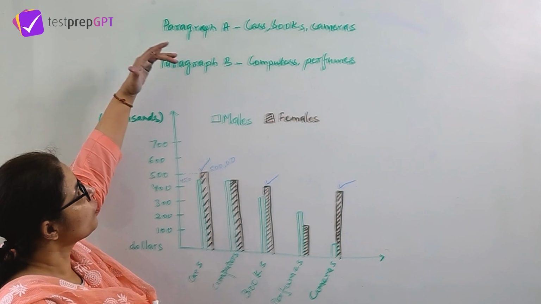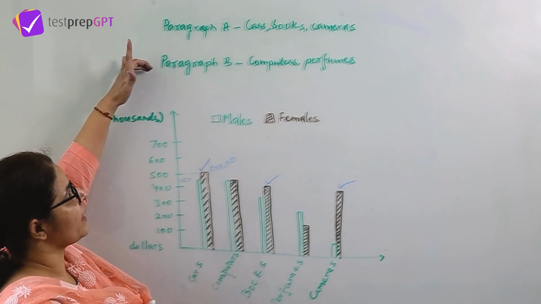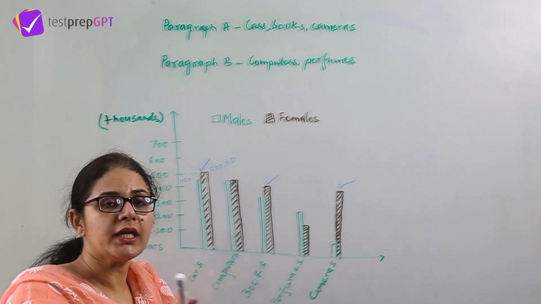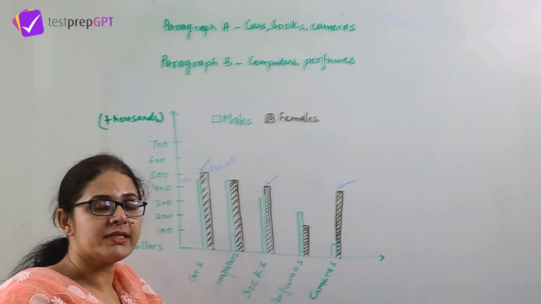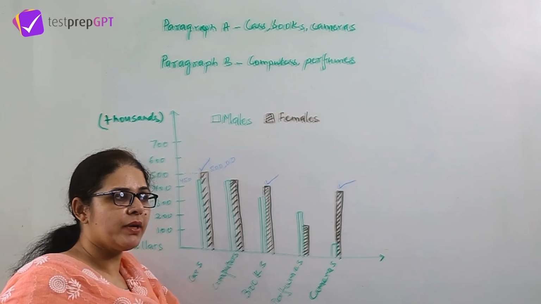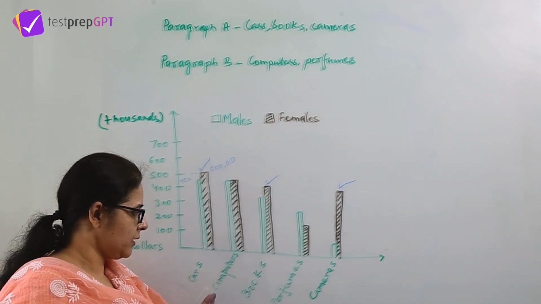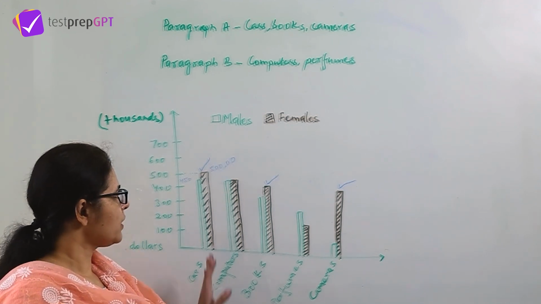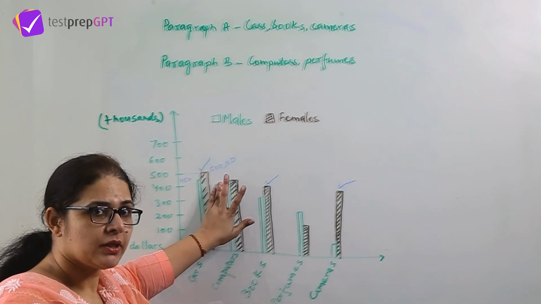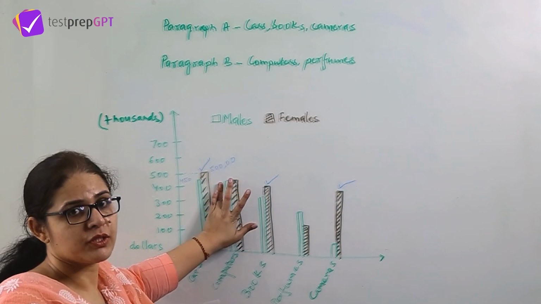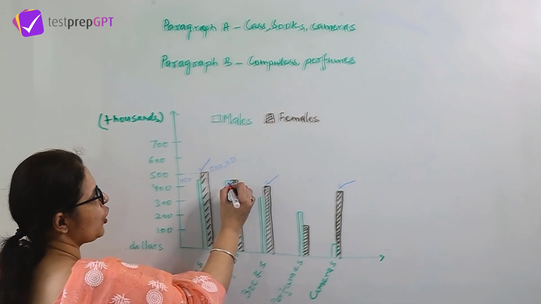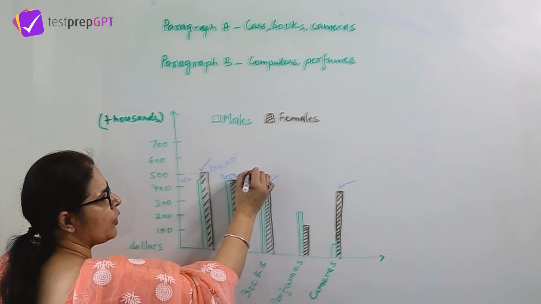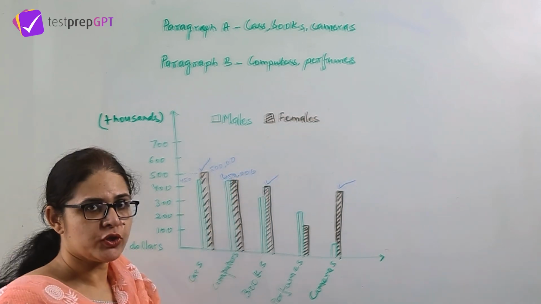Now how to move from paragraph A to paragraph B? We will add a linker at the beginning of paragraph B. What can we say? We can start paragraph B by saying, looking at computers, comma, it is observed that both men and women spent an equal amount of money. In brackets, you can write $450,000, full stop.